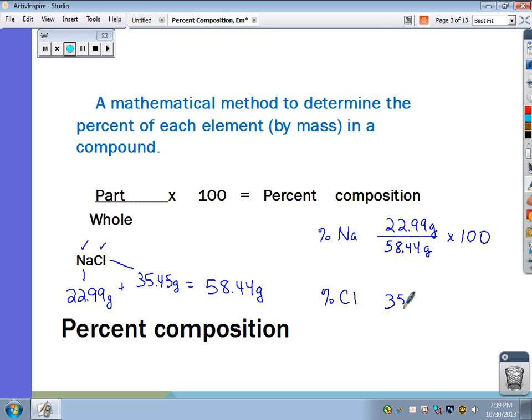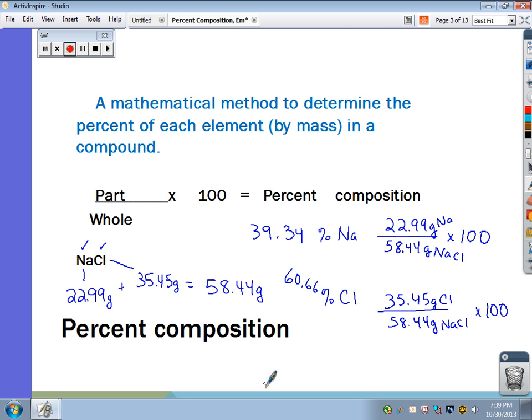Now in chlorine, what do I have? Chlorine's heavier, isn't it? So it's going to take up more percentage-wise of my part over my whole. This is how many grams of chlorine I have, and this is how many grams of sodium chloride. This is how many grams of sodium, and this is how many grams of sodium chloride. Part over the whole times 100. Again, if I just left the fraction, I would have a ratio. So when I do my math, I'm going to end up with 39.34% sodium and 60.66% chlorine. And if you notice, these two numbers add up to equal 100%.